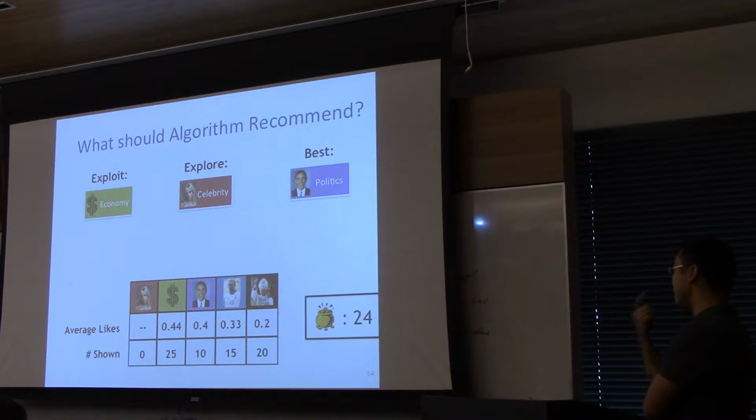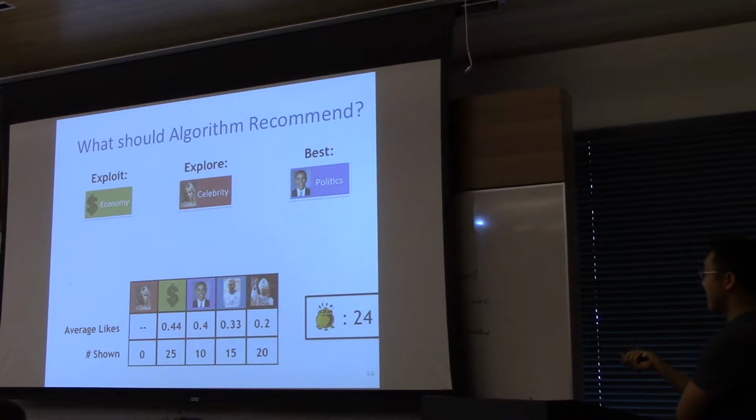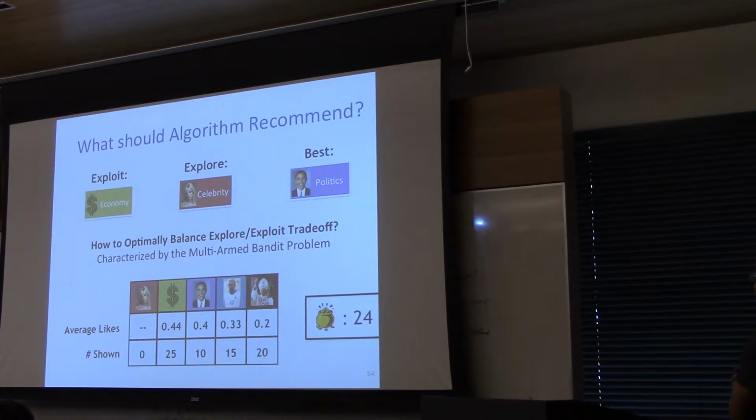Suppose the best action with the benefit of hindsight was to recommend an article of politics, right? If we had a lot of data, we would have realized that on average, the user likes article of politics the most. How do we sort of trade off between this type of action and this type of action to converge to this as quickly as possible, right? In other words, how do you optimally balance the exploration and exploitation trade-off? And this is what's characterized by the multi-armed bandit problem.